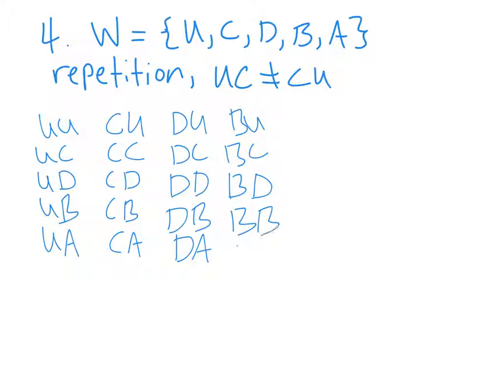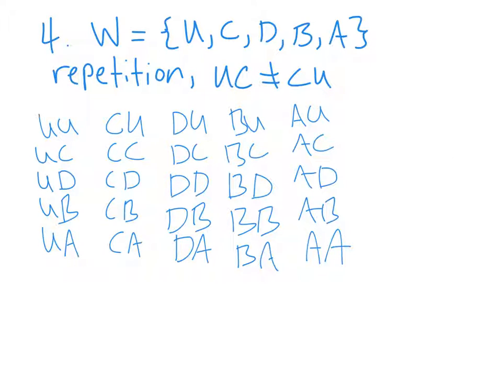BB, BA, and then lastly with A with every single value up there. A and U, A and C, A and D, A and B, A and A. There we go. So this is what you get if there's same job essentially, right? We're selecting 2 from the list. This time repetition is allowed and order is important.